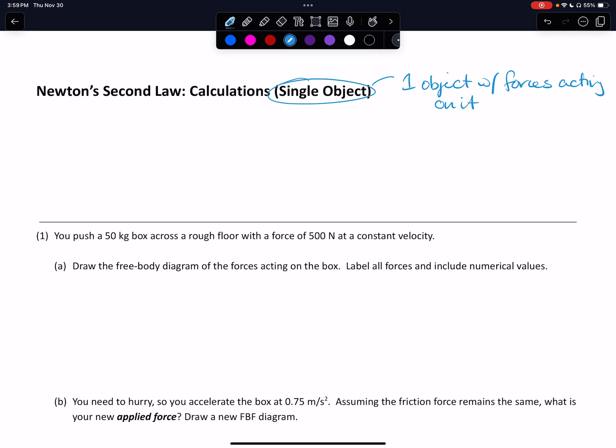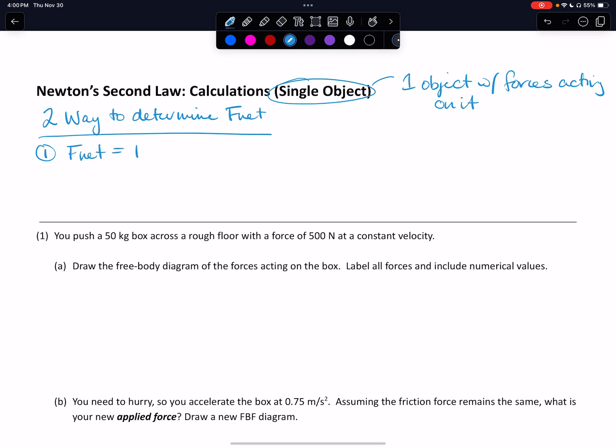All right, so there are two ways to determine F net. The first way is to take the free body force diagram, look at all the forces that are acting on the object, find the unbalanced forces, and add them together. So F net can be equal to force 1 plus force 2 plus force 3, etc.